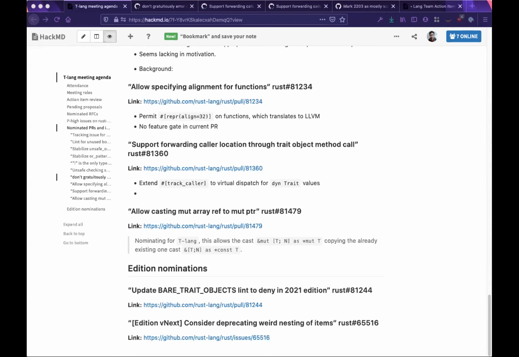There is no feature gate, but it seems obvious enough. It seems okay to me. I would probably want a feature gate just because. LCNR also said that it should land unstable. Yeah, correct. I actually already commented on this one saying that it seemed reasonable on an unstable basis with the feature gate.